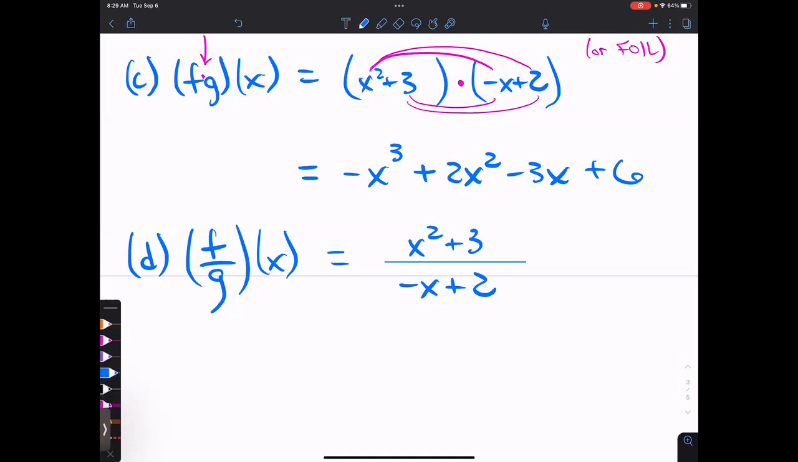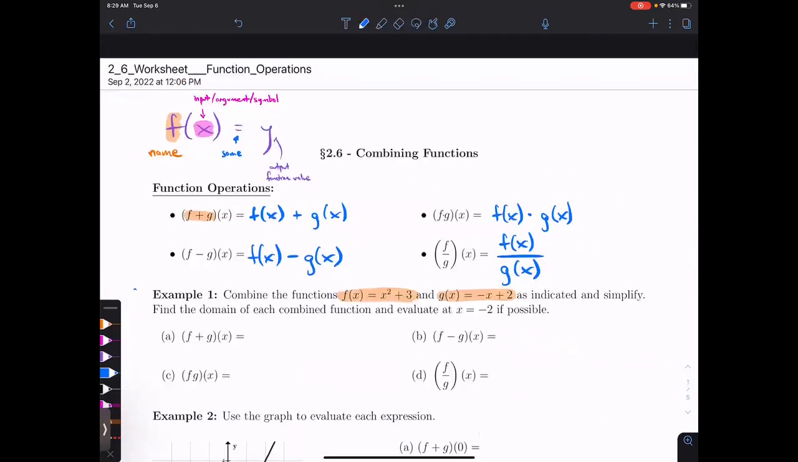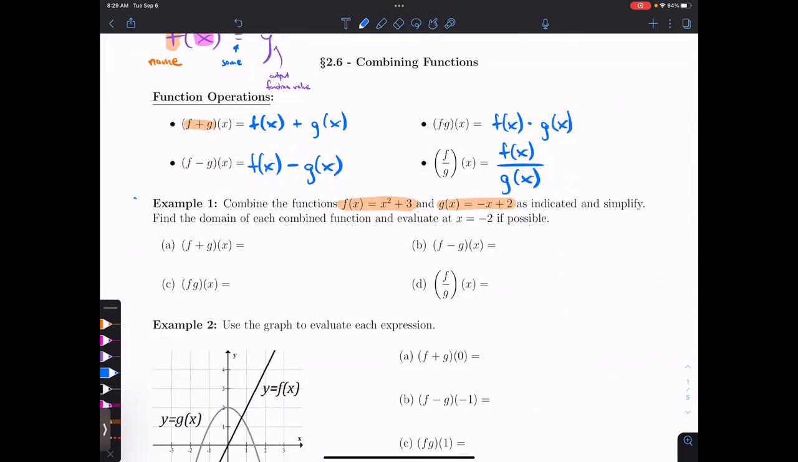All right, so you've got all four of those things. Then the other thing I asked you to do is to find the domain of them. Look at a graph if you want, think about what's going on, and then evaluate at x equals -2 if possible.